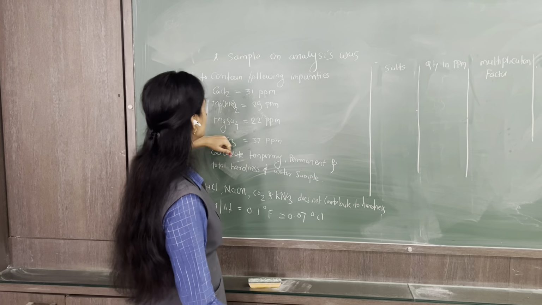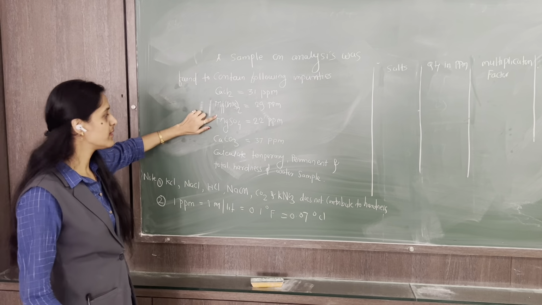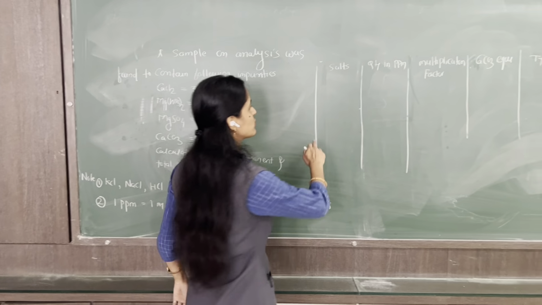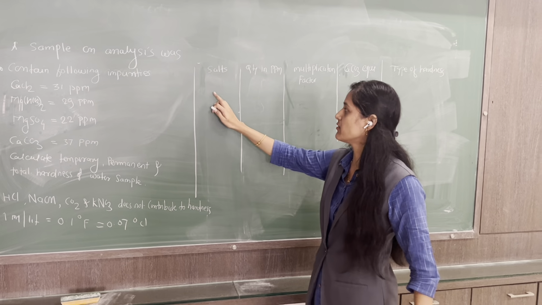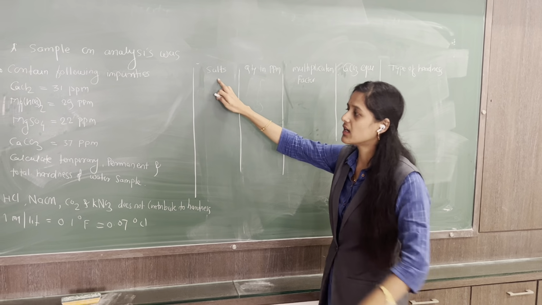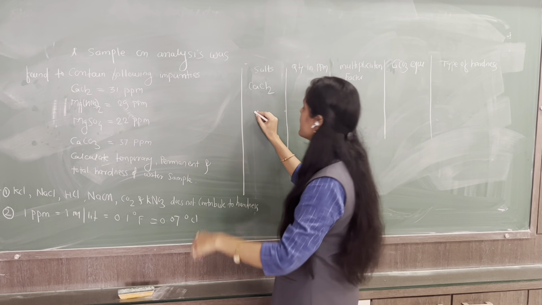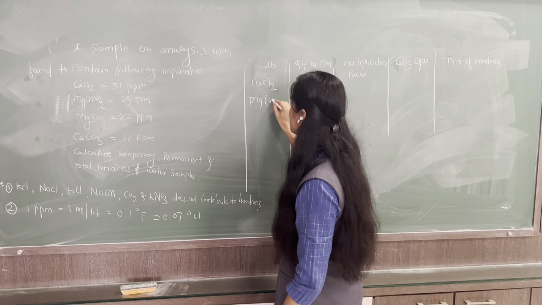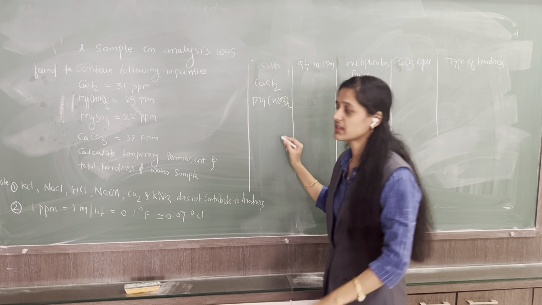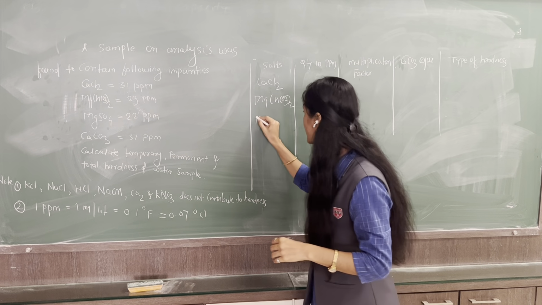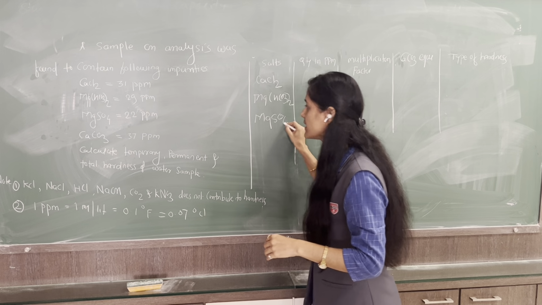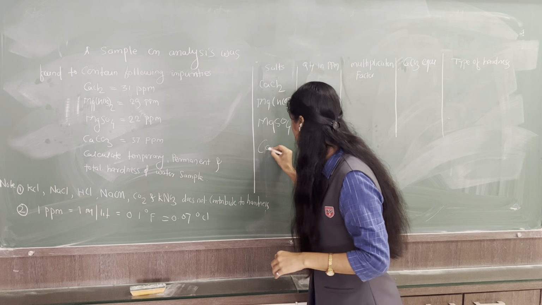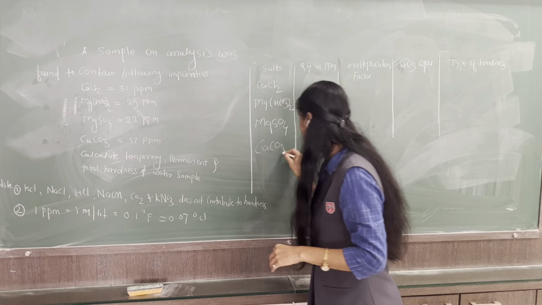In this numerical they have given the salts which are the different impurities, in ppm. So first you have to make a table. In that table you have to write the salts. First salt is CaCl2, second is Mg(HCO3)2, third one is MgSO4, then fourth one is CaCO3. First you have to write all the salts which cause hardness in the water sample.